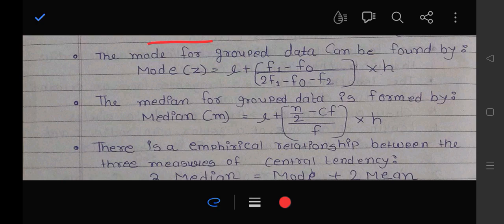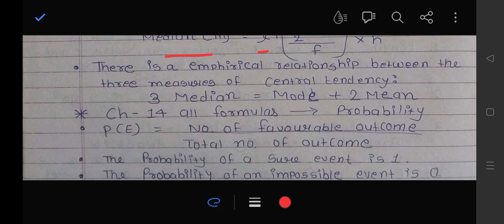The mode for grouped data can be found by mode is equal to l plus f1 minus f0 upon 2f1 minus f0 minus f2 into h. The median for grouped data is found by median m is equal to l plus n by 2 minus cf upon f into h. There is an empirical relationship between the three measures of central tendency: 3 median is equal to mode plus 2 mean.